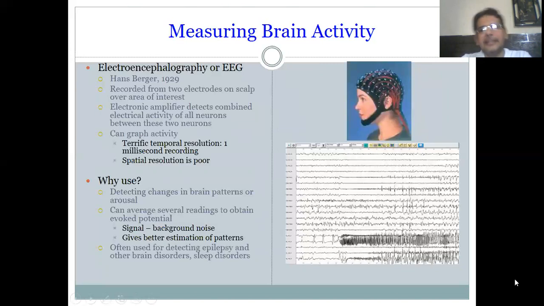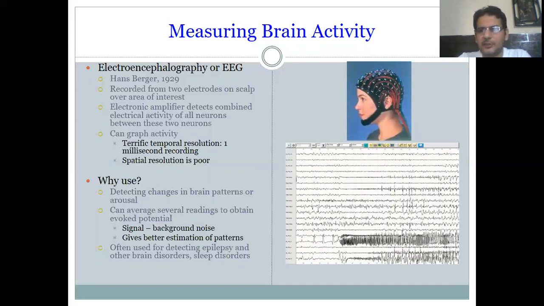And then brain activity, we can measure through electroencephalography, or EEG. This is a very old technique, introduced very long ago, and it can actually decode our brain activity, and this is a very powerful technique, and it has a lot of implications.